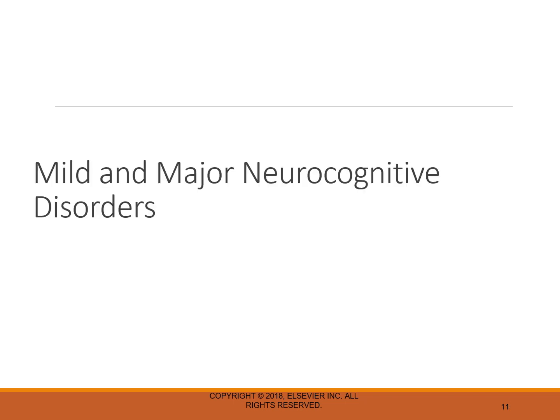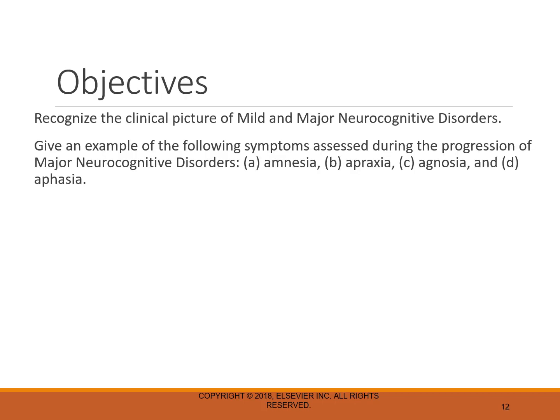Next, we'll look into mild and major neurocognitive disorders. So a broad term that is used for this is dementia, which includes a deterioration of the cognitive functioning, and there is an impairment of intellect in these patients. The objectives of the chapter are to recognize the clinical picture of mild and major neurocognitive disorders, and give an example of the following symptoms to assess during the progression of major neurocognitive disorder: amnesia, apraxia, agnosia, and aphasia.